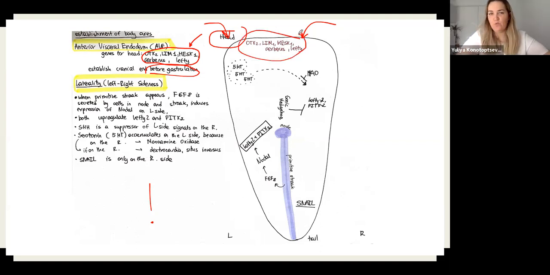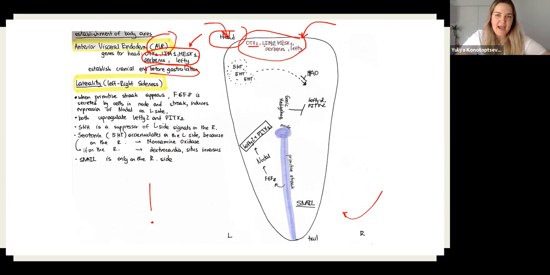The area where these 5 genes are expressed is known as AVE. AVE means anterior visceral endoderm. So anterior visceral endoderm is just the part where these 5 genes are located. What is at the caudal end of the embryo? The primitive streak with the primitive node. So how do we know that it's going to be at the caudal end? Because the head is occupied.